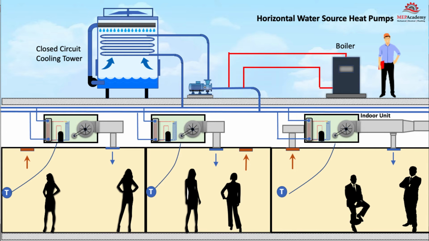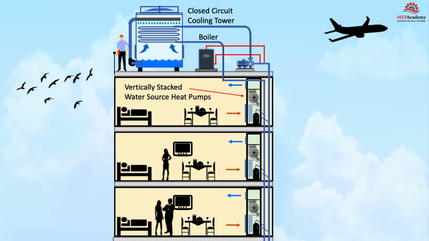There are two commonly used types in the commercial industry: vertical and horizontal water source heat pumps. In addition to water source heat pumps used in ground source systems discussed later. Vertically stacked water source heat pumps.